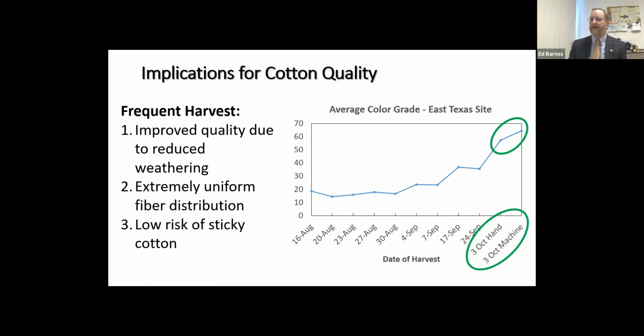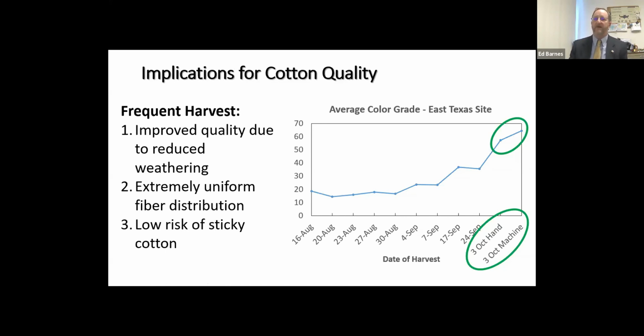On color grade, the easiest one, you can see these are individual harvest events, where they just went in and handpicked whatever bolls were open. Obviously, as you'd expect, very good color grade. Then there was a time where it rained and they weren't able to get into the field, and just from that one rain event, we saw a decline in the color. These last two points are where everything was hand harvested at the end of the year, and the far right is machine harvested. So there's definitely some quality benefits.